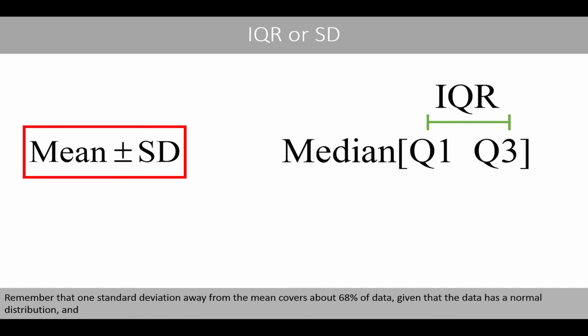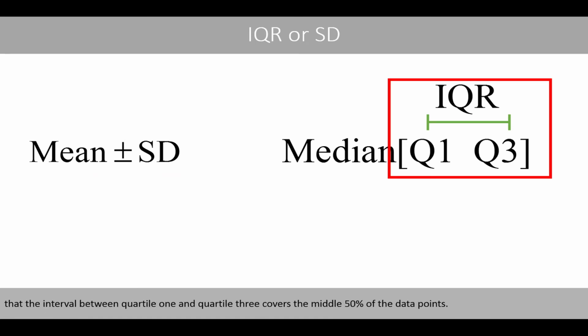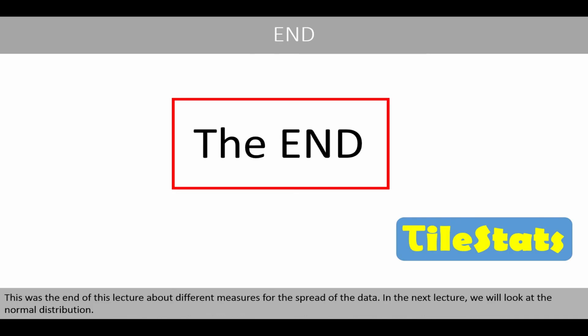Remember that one standard deviation away from the mean covers about 68% of the data, given that the data has a normal distribution, and that the interval between quartile 1 and quartile 3 covers the middle 50% of the data points. This was the end of this lecture about different measures for the spread of the data. In the next lecture, we will have a look at the normal distribution.